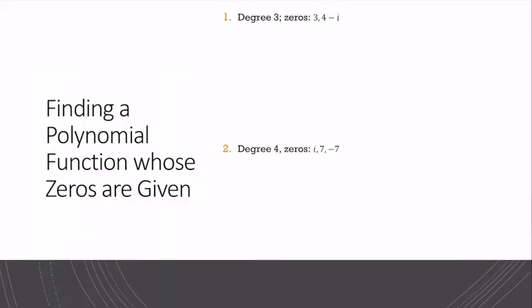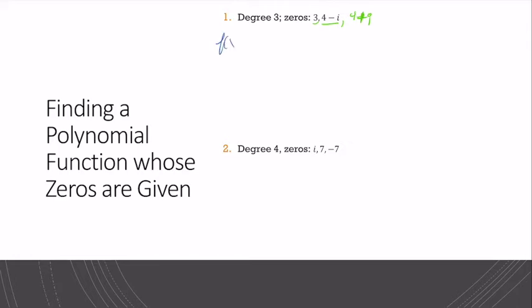The next question is to find a polynomial whose zeros are given. So if I want to find a degree 3 polynomial whose zeros are 3 and 4 minus i, I know that I also need to have a zero of 4 plus i. So I'm going to go ahead and write this out because I want to find a polynomial with this layout.